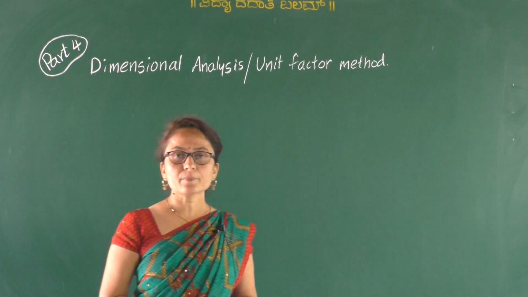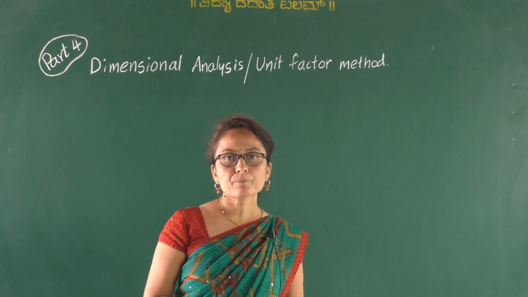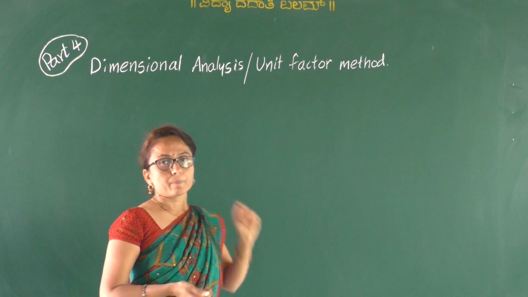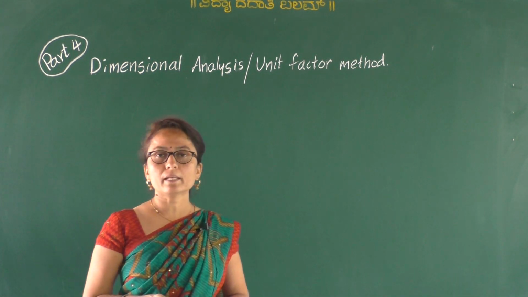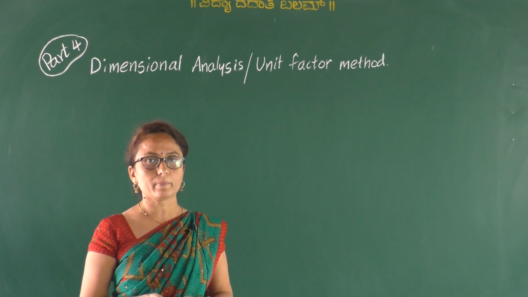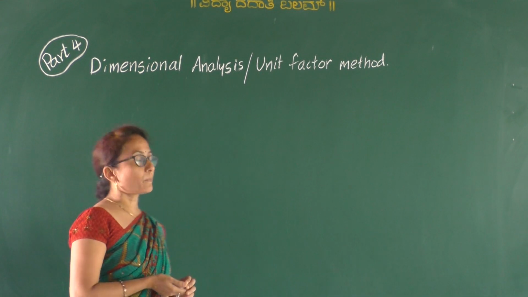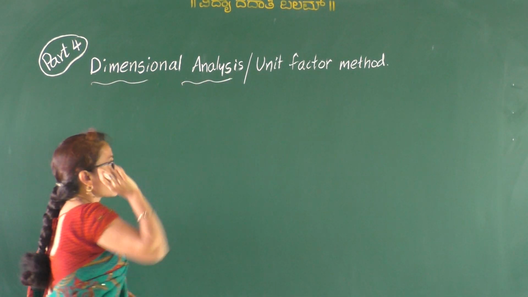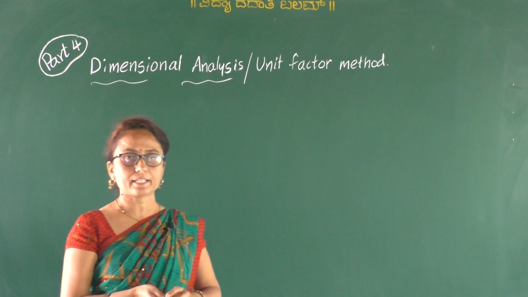So in this session, we are going to discuss dimensional analysis and laws of chemical combinations. We have 5 laws for the chemical combinations. Okay. So the first topic is dimensional analysis. It is also called the unit factor method.